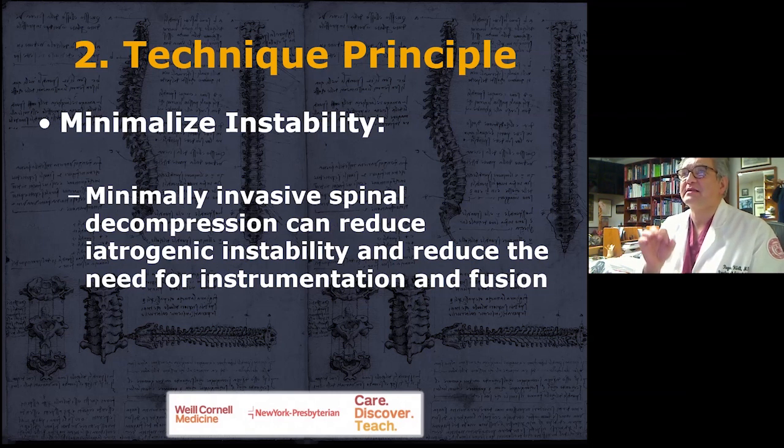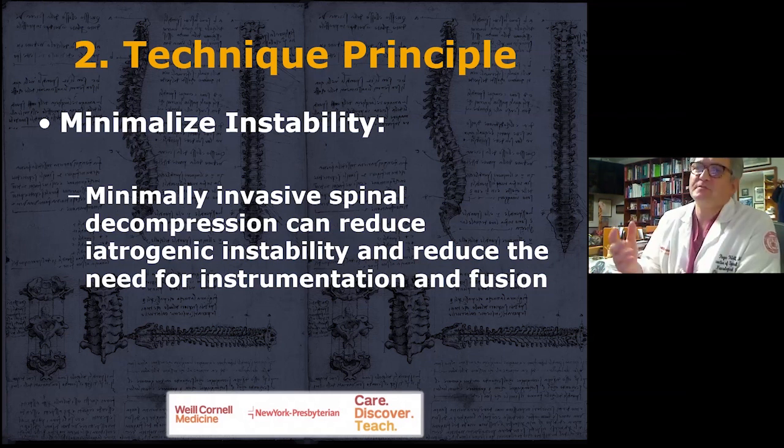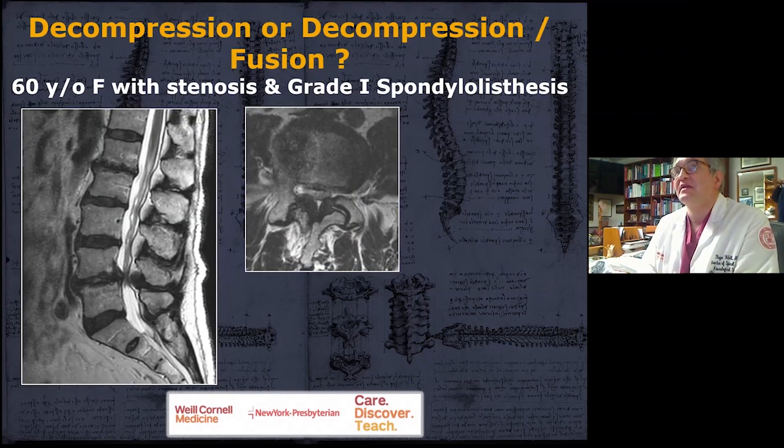Basically, if you do this through a tubular retractor, you minimize iatrogenic instability, and therefore you can treat a lot of patients where you would usually maybe consider doing a fusion. Now you can avoid the fusion because during your decompression you do not destabilize these patients any further. This is an example of a patient with L4-5 spondylolisthesis and severe lumbar spinal stenosis. The question would be, if you decompress this patient, would you have to fuse that patient?